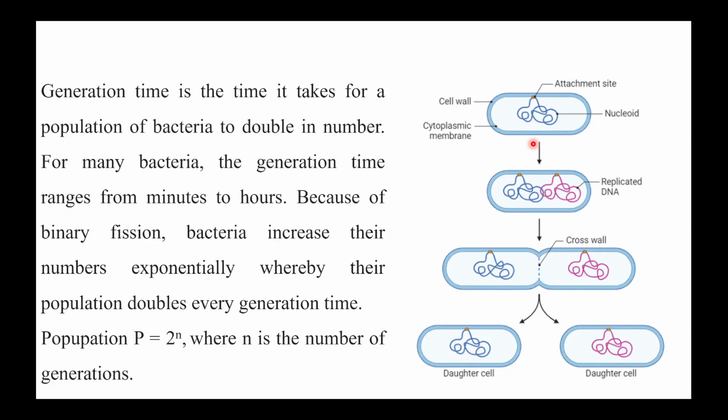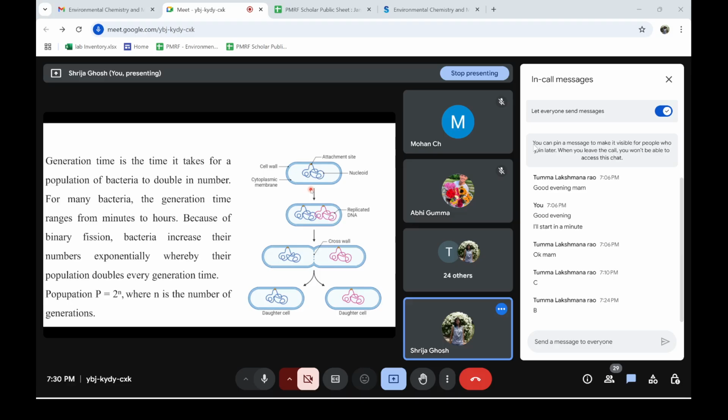Like that, whatever is the number of generations, if the number of generations is 20, the number of bacteria will be 2 raised to the power of 20. If we are starting with 1 million, then we'll have to consider that. So 1 million into 2 raised to the power of n. That will be your total number of bacteria in the population.